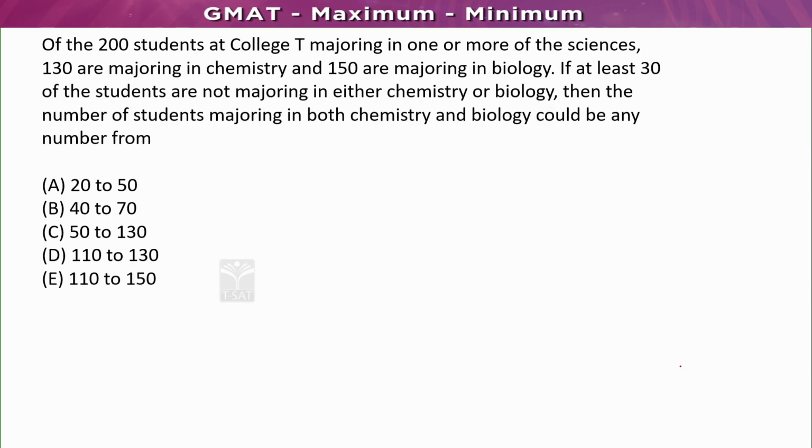Of the 200 students at college majoring in one or more of the sciences, 130 are majoring in chemistry, 150 majoring in biology. If at least 30 of the students are not majoring in either chemistry or biology, then the number of students majoring in both chemistry and biology could be any number from. We can do this with a Venn diagram.